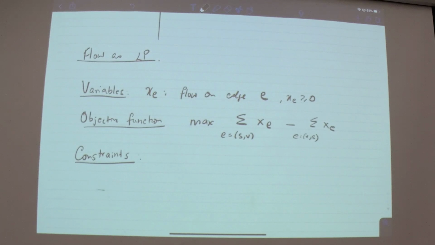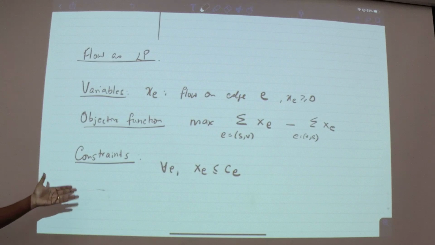Good. So for all e, x_e is less than or equal to c_e. So my new solution is I'm going to put a flow of c_e on every edge. This problem is trivial to solve. I've just done it. I put c_e on every edge. That's the only constraint that I'm required to satisfy. I'm done. Are we good? No? The amount of ingoing should be equal to outgoing.